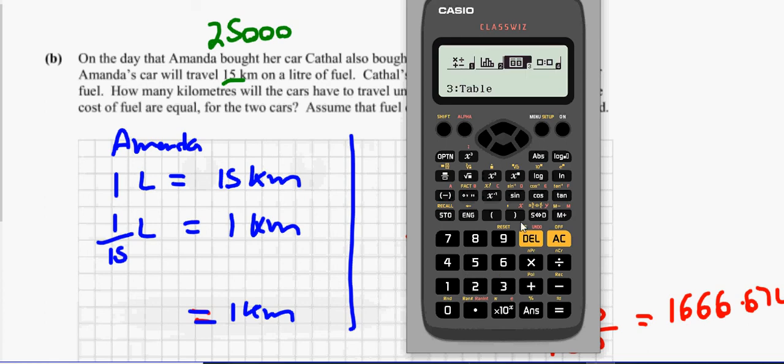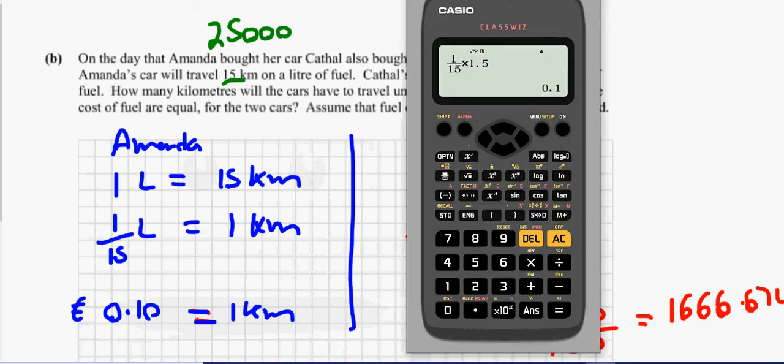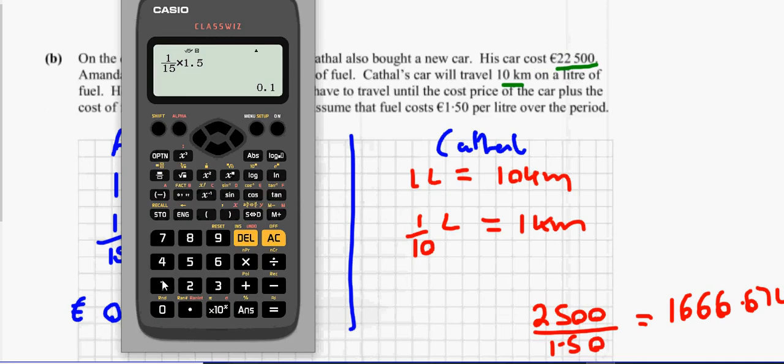Let's go back here. 1/15 multiplied by 1.5. Oh, that's handy. 0.1. So 0.1 euro or 10 cents for 1 kilometer. Go with that? Next thing. How much does it cost Cottle? So what's 1/10 of €1.50? So 15 cents for Cottle to travel 1 kilometer.